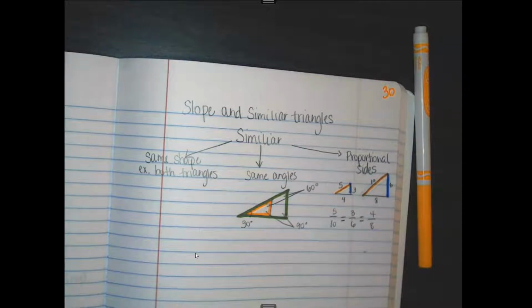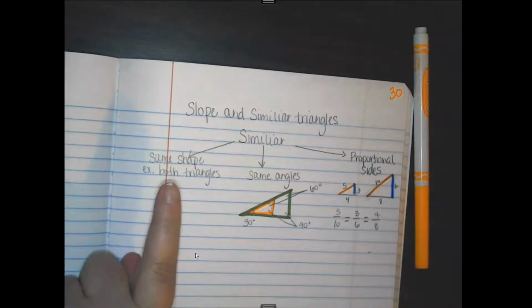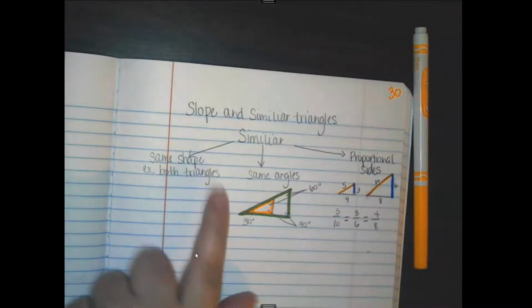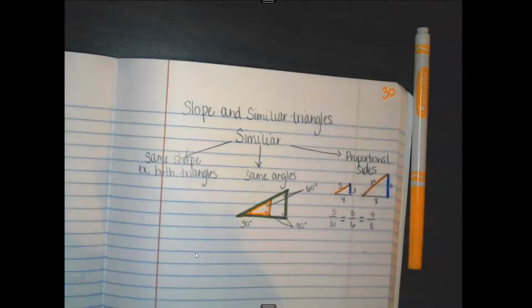So in order to be similar, just a recap from 7th grade, they have to both be the same shape, whether it's triangles or rectangles or trapezoids or whatever it is. But since we're looking at triangles, they have to have the same angles, and they have to have proportional sides.